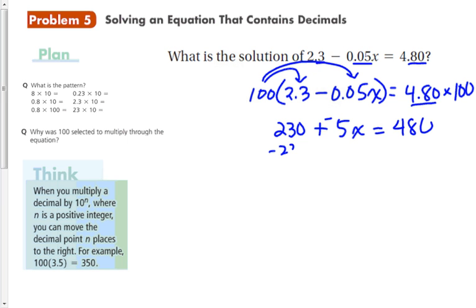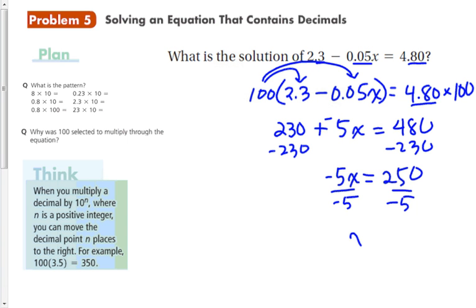Subtract 230 from both sides. And I get negative 5x is equal to 250. Divide both sides by negative 5. And I get x equals negative 50. Go ahead, you try that. Do the lesson check.